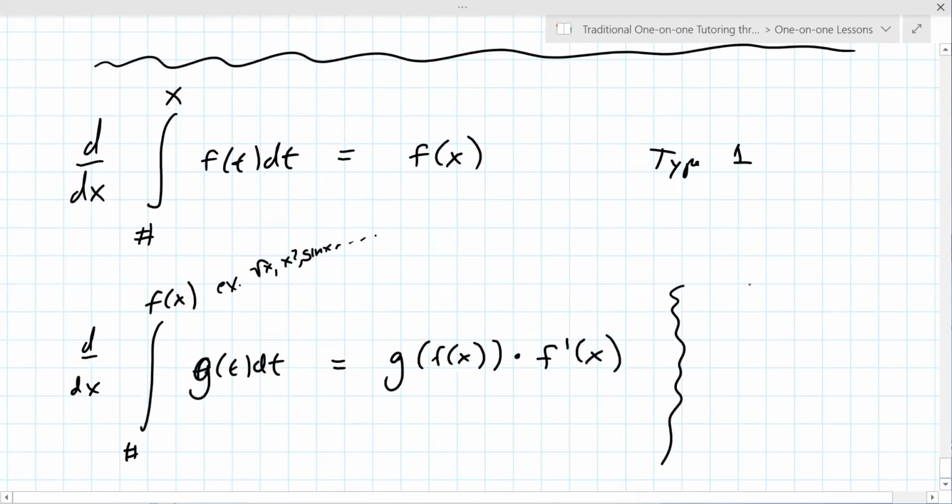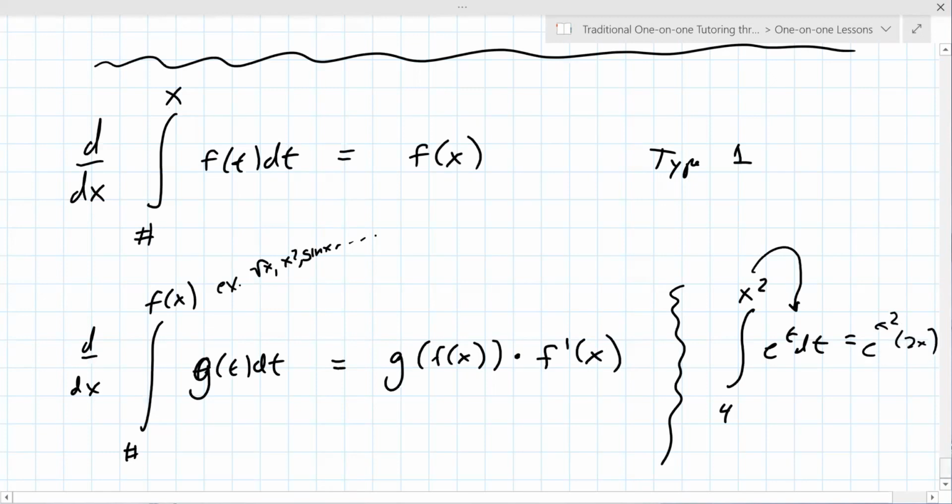And let me just try to give you an example. This is like the integral from like 4 to x squared of e to the t dt. So you take this and put it in here, but then you multiply by the derivative of that. E to the x squared times 2x.